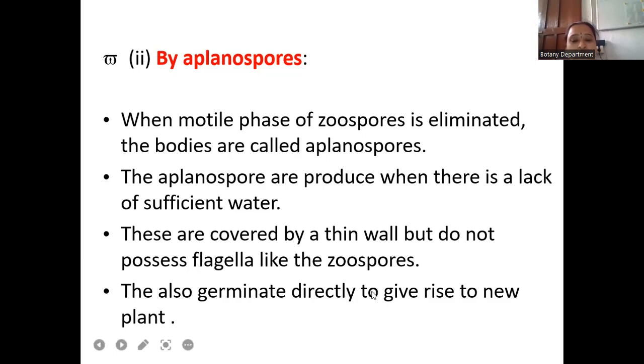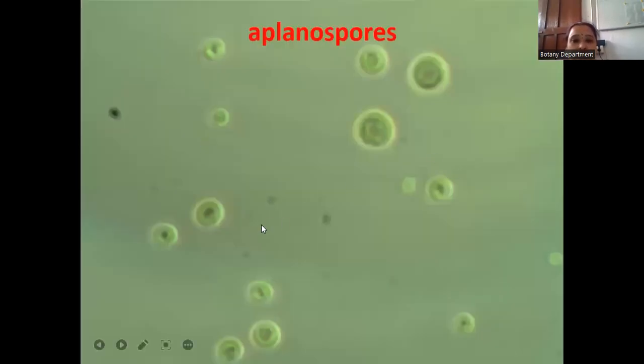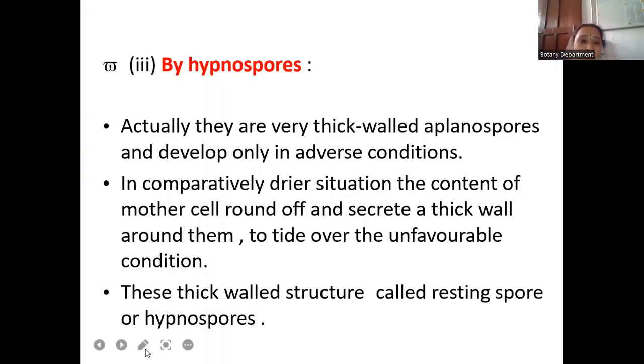They also germinate directly and give rise to a new plant. See, these are all aplanospores. Here, flagella are absent. These are the aplanospores. Flagella are absent. Coming to the next one, the third one, hypnospore.